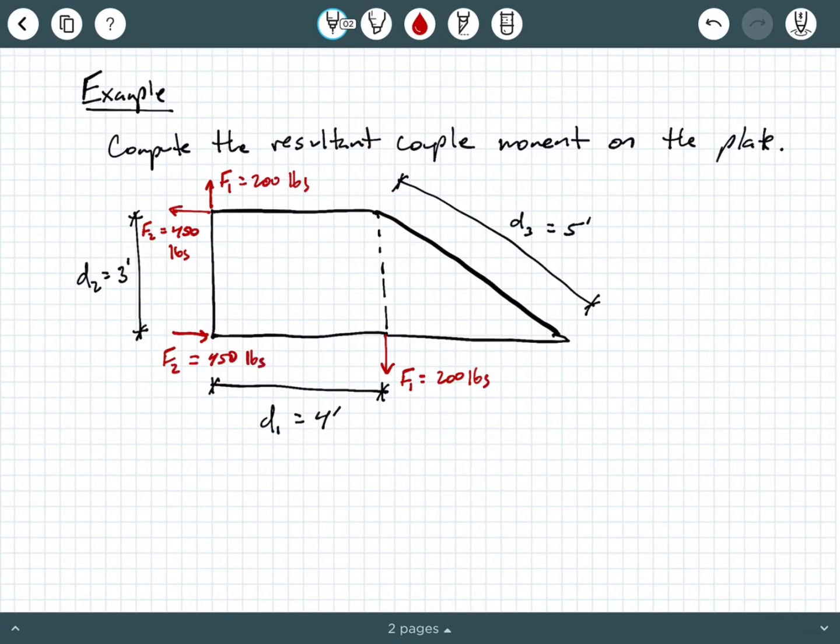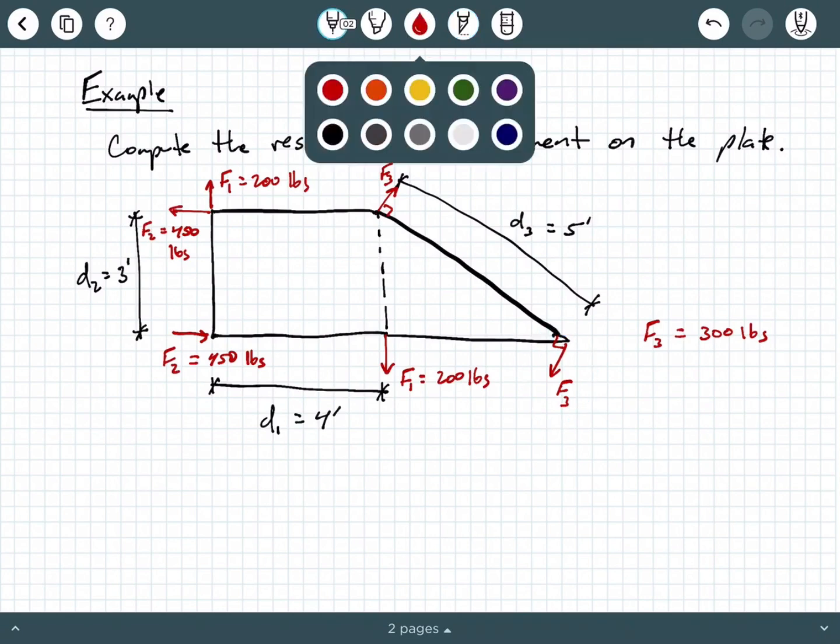And then we're going to have an F3 acting here, and the same F3 acting down here. And these are perpendicular to this diagonal. And because I'm kind of running out of room, I'm just going to write off to the side. F3 is 300 pounds. Okay, I'm just kind of a little out of room here to write it as nice as I would like to. So that's our figure.